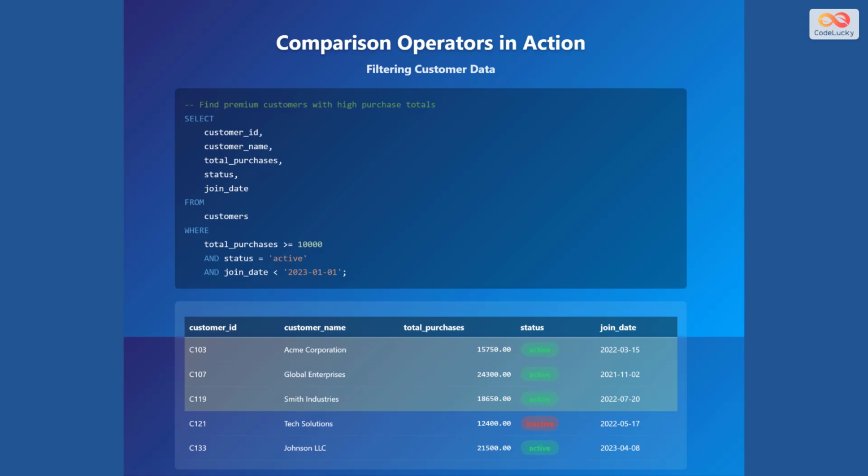The rows highlighted are the ones that satisfy the conditions specified in the where clause. For example, Acme Corporation with customer ID C103 has total purchases of $15,750, is active, and joined on March 15, 2022. Tech Solutions with customer ID C121 has total purchases of $12,400, is inactive, and joined on May 17, 2022. Since it is inactive, the result is not highlighted.